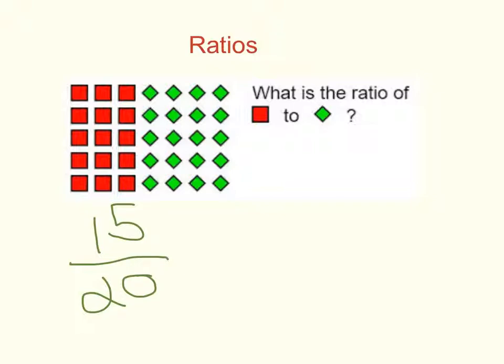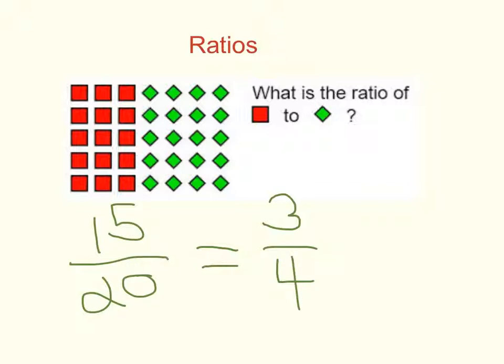And order is important here. If we're talking about squares to diamonds, then we need to make sure that squares is our numerator, or the first number, 15 to 20. Now, since we're writing this ratio as a fraction, we can do all kinds of fraction-like things to it. In particular, we could simplify this. 15 to 20 is the same as 3 to 4.